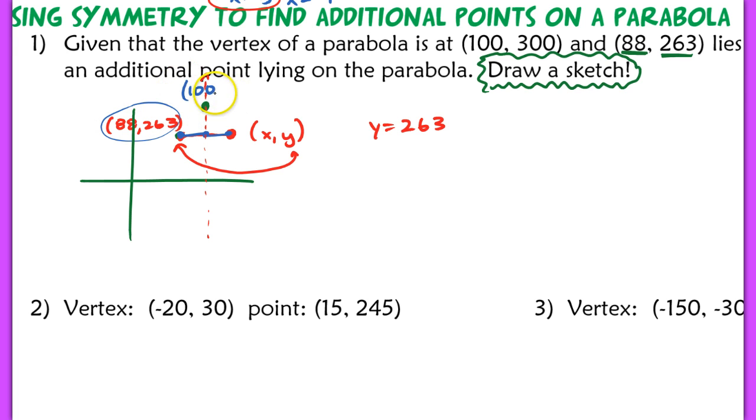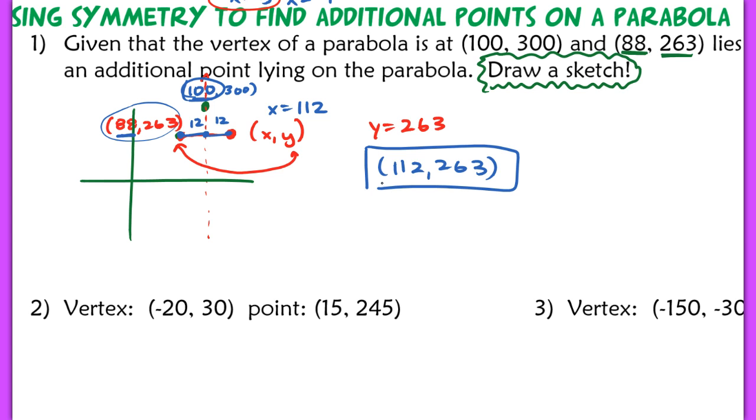Remember, your coordinate here was (100, 300). This is the x value, and this was our starting x value for the other point. These are 12 units away from each other. So now I want to go 12 units on top of that in the direction to the right, which means that the x value is now at 112. I'm simply adding 12 to 100. So my coordinate is (112, 263).